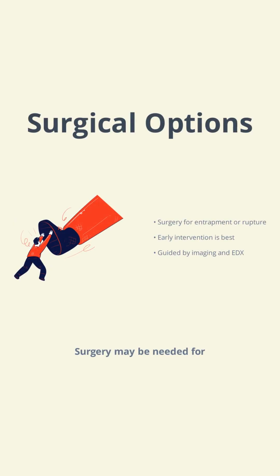Surgery may be needed for finger drop caused by nerve entrapment, compression, or tendon rupture. Procedures can include nerve decompression, removal of compressive lesions, or tendon repair. In some cases, early surgical intervention leads to better outcomes, especially if performed within a few months of injury. Surgical planning is guided by imaging and electrodiagnostic findings.